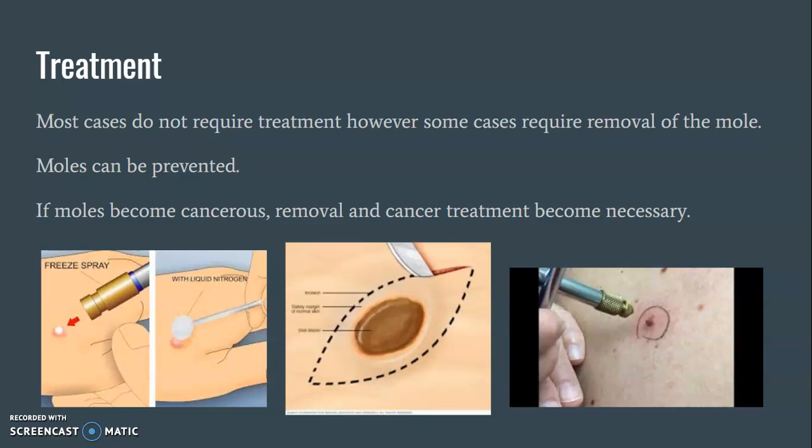Moles can be prevented by blocking your skin from harsh UV rays, using sunscreen or protective clothing. However, you can't prevent the ones that you are born with. Obviously, if the moles become cancerous, you will need that mole removed, and cancer treatment can become necessary if it develops enough.